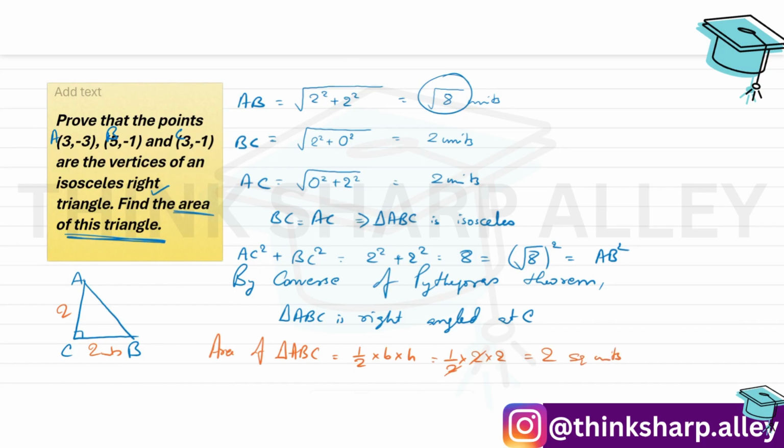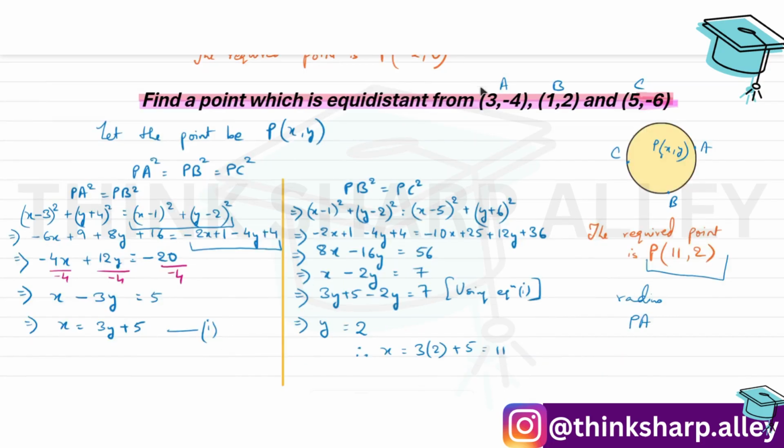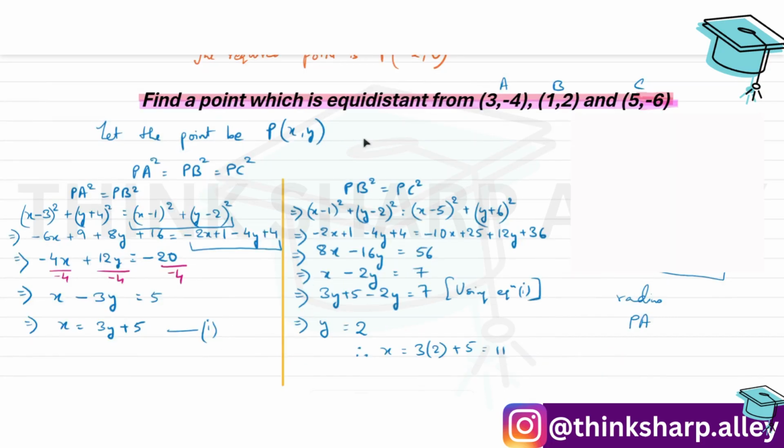Now, before we move on to the next question, I want to go back to this question. Find a point which is equidistant from 3 given points. The same question can be reframed as find the, instead of point, coordinate of the center of a circle passing through these 3 points A, B, C.